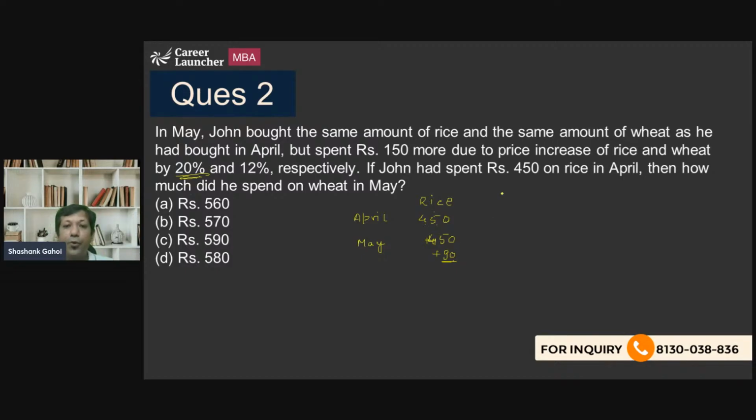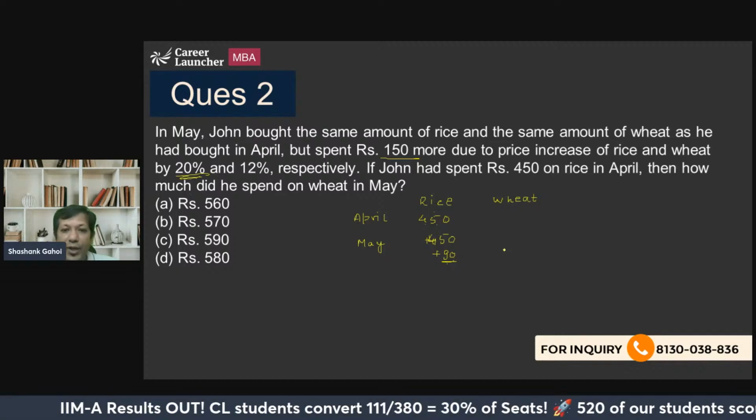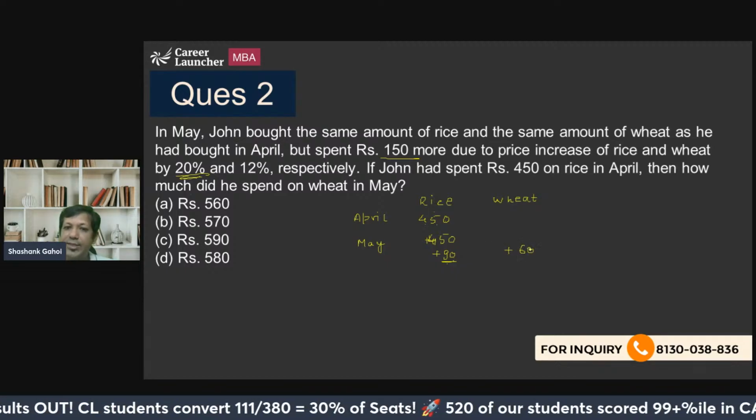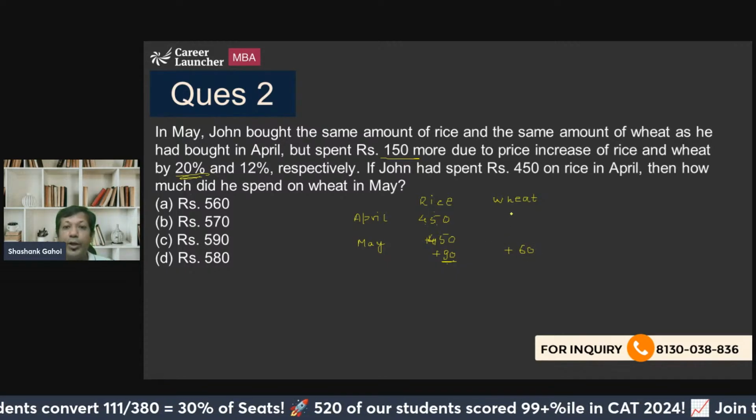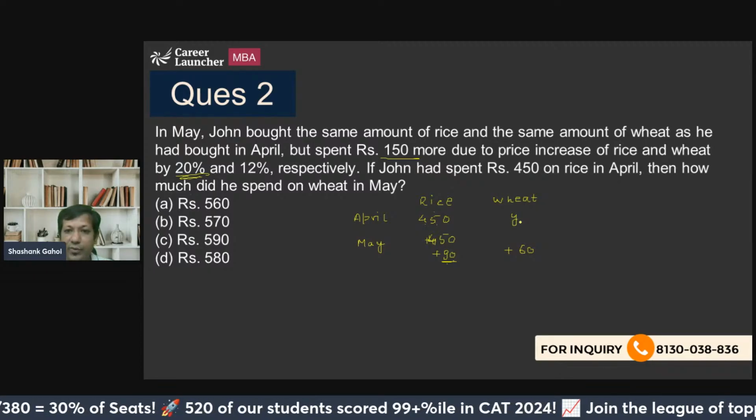What is the total increase on wheat? The total increase is 150. In rice, the increase is 90 rupees. So in wheat, what is the increase? That is 60 rupees. What is the expenditure on wheat? That is Y.